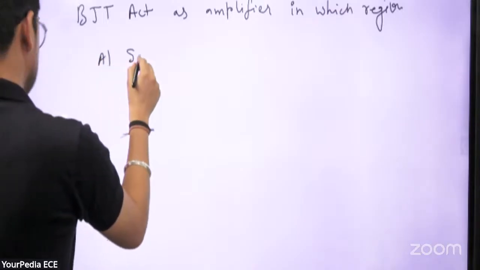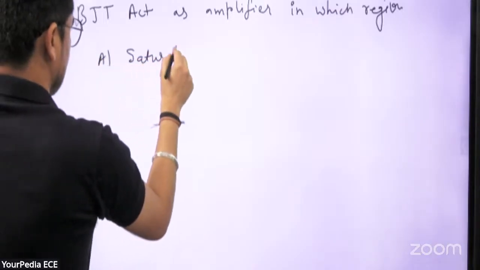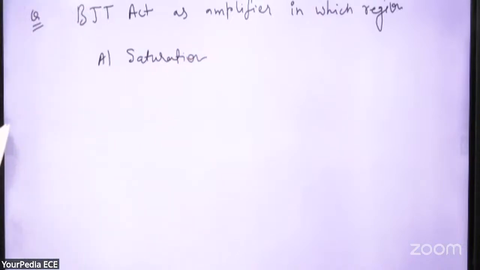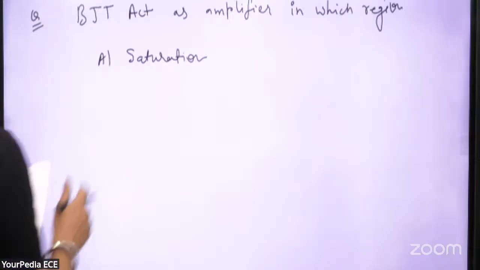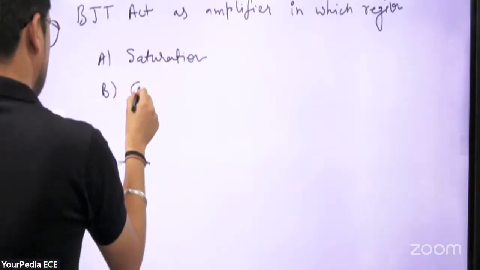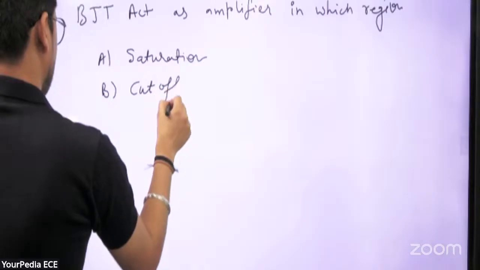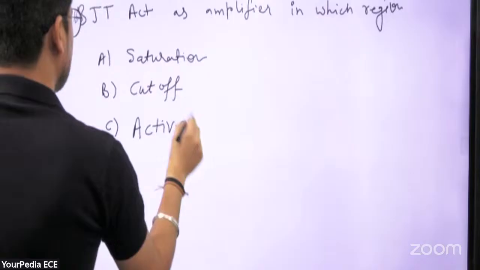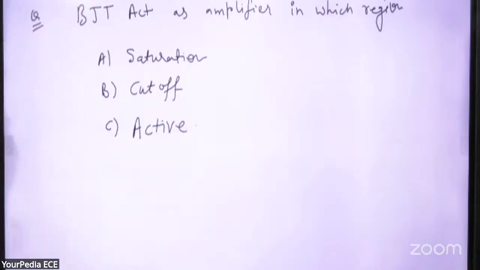The first option is saturation. That is not correct. In the saturation region, the transistor can be operated as an on switch, right? The B option is cutoff, and the C option is active. So whenever we are using a transistor as an amplifier, we should use the transistor in the active region. So what will be the answer? The transistor can be used in the active region, right?